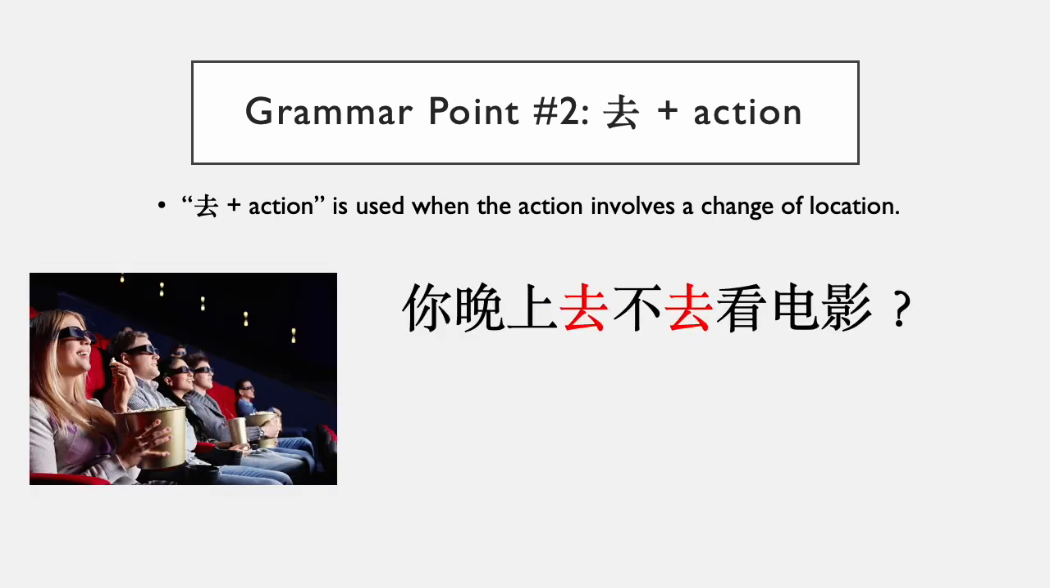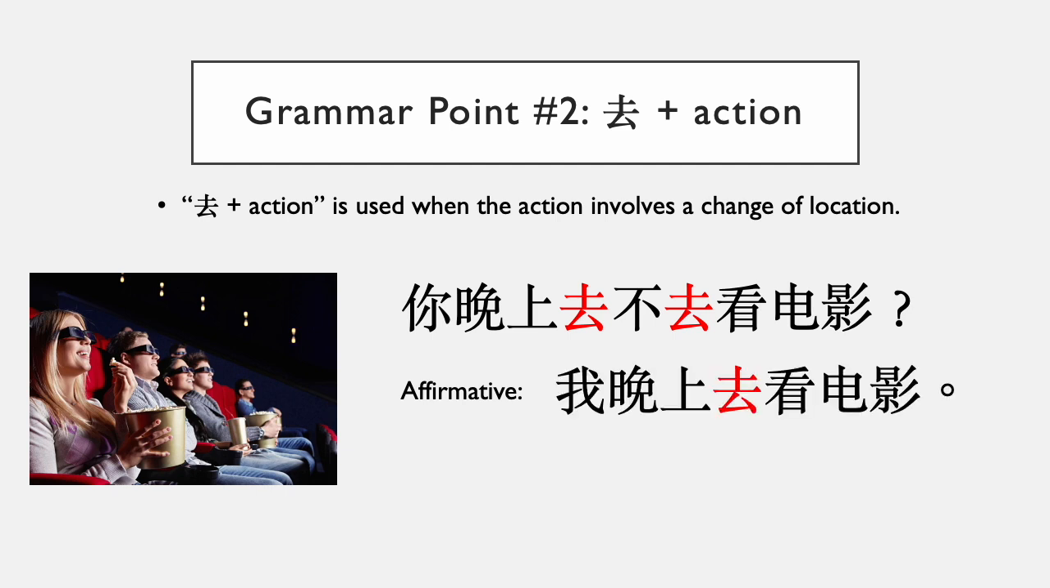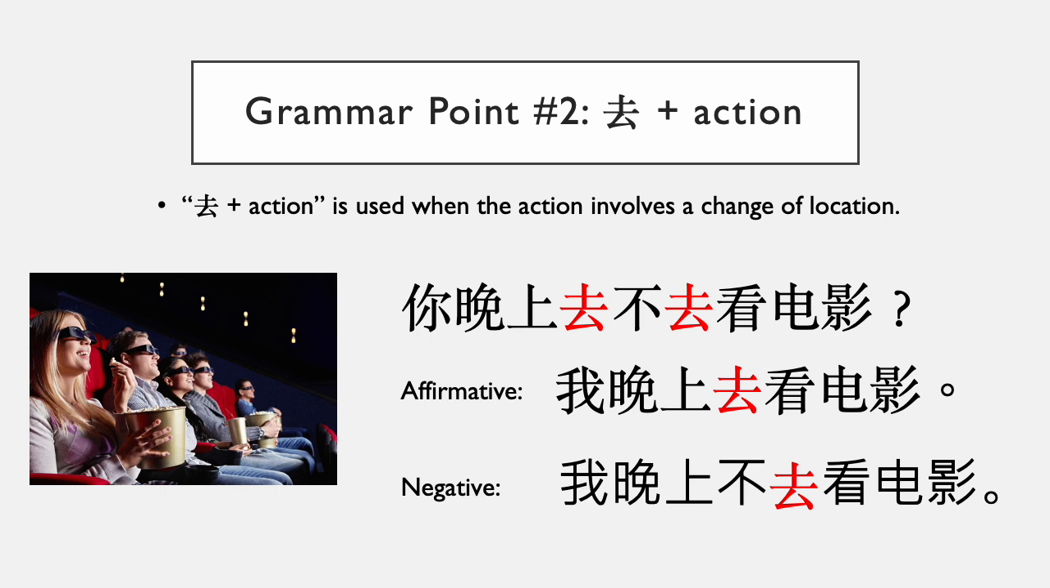Here's another example. 你晚上去不去看电影？ If you wanted to answer that in the affirmative, if you wanted to say yes, I will go watch a movie, you could say 我晚上去看电影. Right? This evening I will go out to watch a movie. In the negative, how would we do this? You would simply put the 不 in front of the verb 去. So you would say 我晚上不去看电影. I'm not going to go watch a movie tonight.